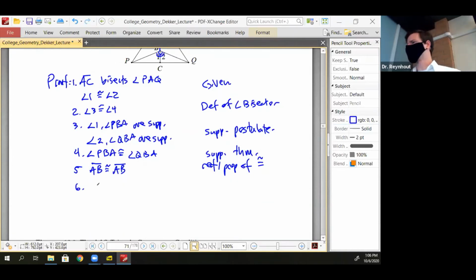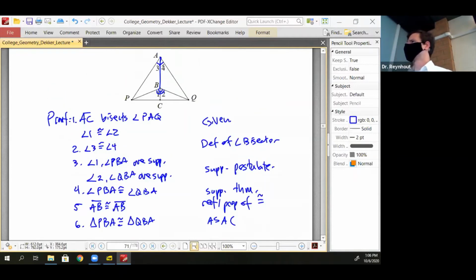Six, so we have side angle side, which means that we can say that triangle PBA and triangle QBA are congruent. And that side, oh sorry, angle side angle. Angle side angle, sorry about that. And that was this angle, this side, this angle. And we're given that here in, let's see, angle.